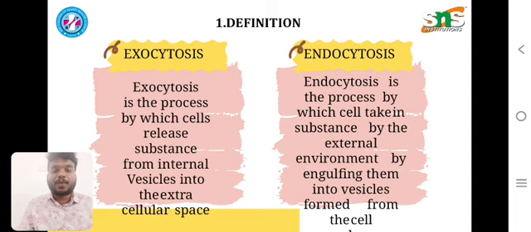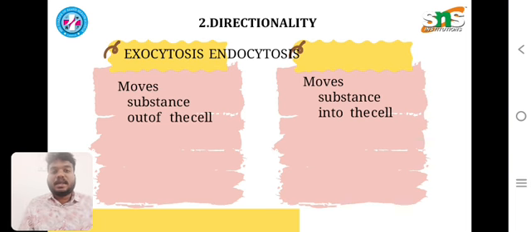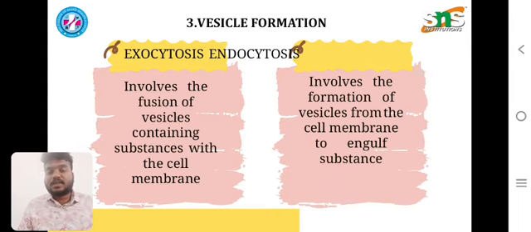Exocytosis is the process by which the cell releases substances from internal vesicles into the extracellular space, whereas endocytosis is the process by which the cell takes in substances from the external environment by engulfing them into a vesicle formed from the cell. So these are the examples. What are the directions of exocytosis and endocytosis? Exocytosis moves the substances out of the cell, whereas endocytosis moves the substance into the cell. So I hope you all understand this.